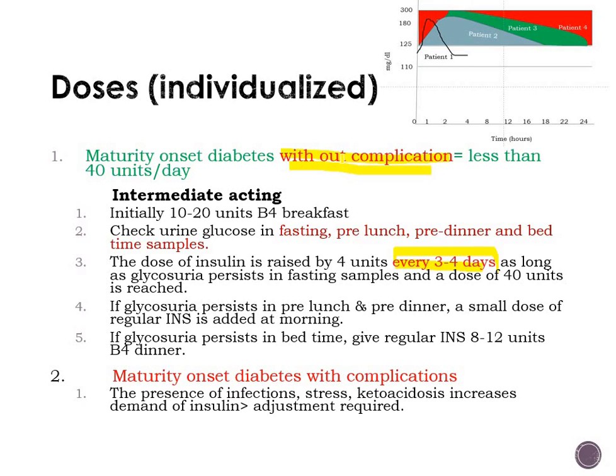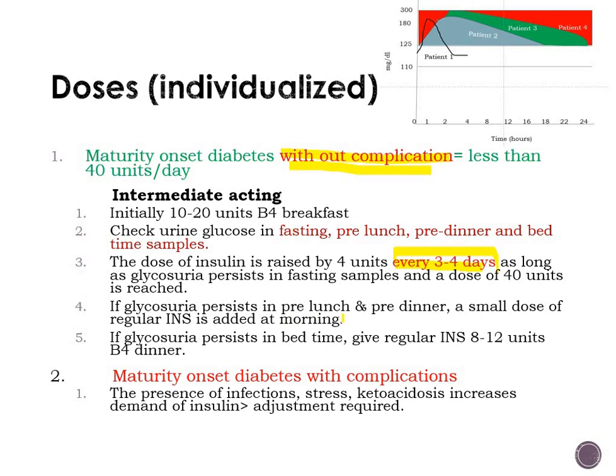But since we are dealing with a diabetic patient without complication, you have to follow this step 3: the dose of insulin is raised by 4 units, but every 3 to 4 days, not every day. Remember, this is where we usually commit blunders and mistakes. As long as glycosuria persists, we can increase the dose up to a maximum of 40 units per day.